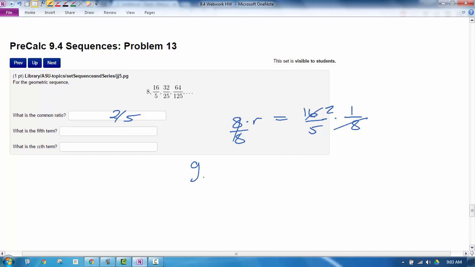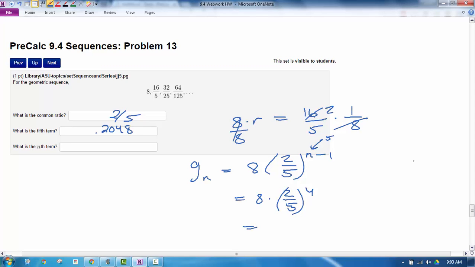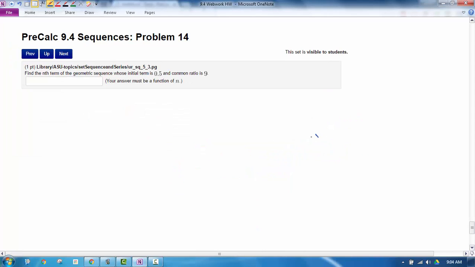And now they want to know the 5th term. Well, it might help to write out the sequence. The first term is 8. The ratio is 2/5 to the n minus 1. So the 5th term is what I get when I plug in 5. So it'll be 2/5 to the 4th times 8, which I can do right in my calculator, and that gives 0.2048. And the next question, what is the nth term? Well, that's just asking for the sequence. There's our nth term right there. There are different ways you can write this, but for now, let's just leave it like this.